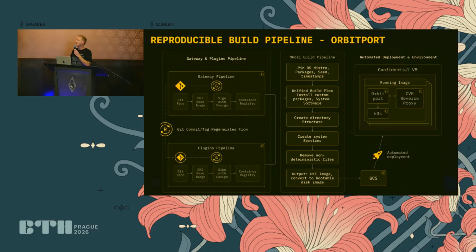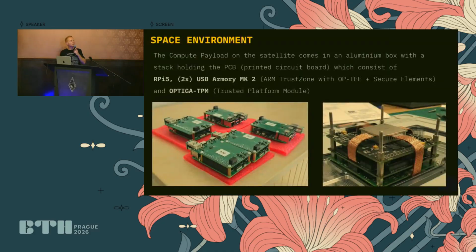Now the space environment, what's going on there, how it looks. So first, what we have there. Our unit on the satellite consists of a Raspberry Pi and a USB Armory. That's a cool secure device with ARM TrustZone on it. If you look at the hackathon, you would see in our track, you can play with it in one of the tracks. So take a look. And we have some TPM on it as well.